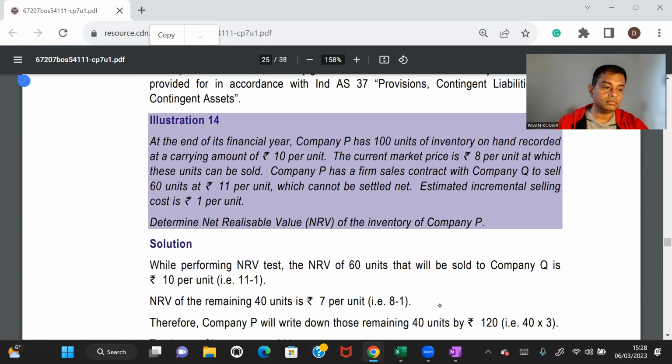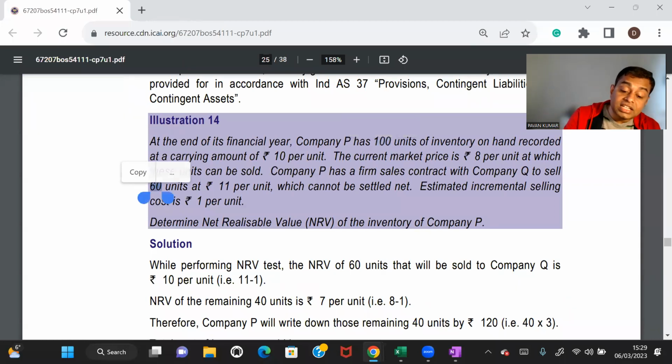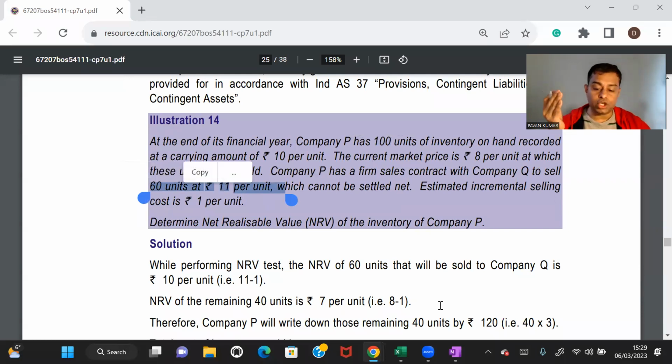Company P has a term sales contract with company Q to sell 60 units at rupees 11 per unit, which cannot be settled net. Estimated incremental selling cost is rupees 1 per unit. Excuse me. Can all the remaining people put call in mute? Okay. So out of 100 units, company P has a contract to sell 60 units to company Q at 11 rupees per unit, which cannot be settled net. That means you have to purchase this. That's all.